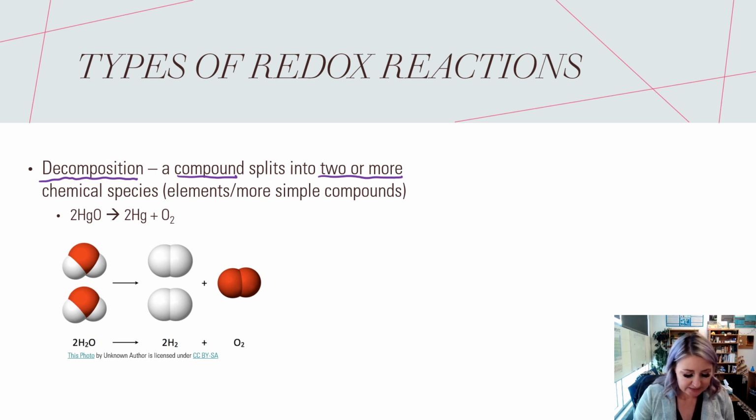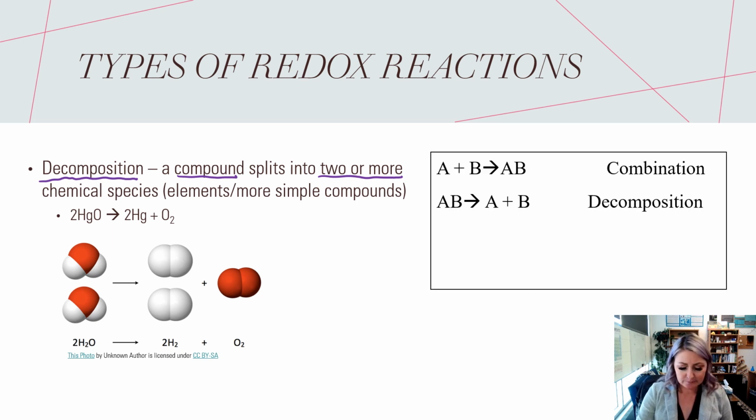So here we have an example that was used previously with mercury 2 oxide. And I'm going to show you my cheat sheet real quick before we actually get into that example. I apologize. So we have a single compound forming 2 products. Again, starting with a single compound is your dead giveaway that it's a decomposition, because what else can happen? It can only split apart.